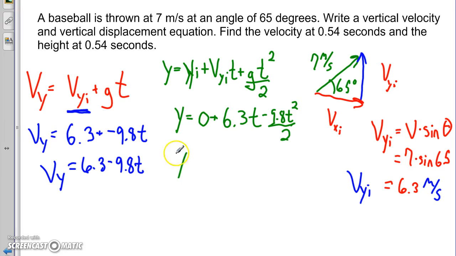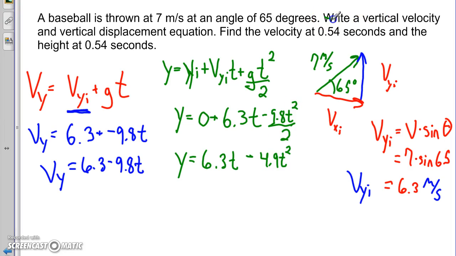In fact, let me just simplify, so 6.3t, and instead of writing gt squared over 2, you could just start writing minus 4.9t squared, because that is what it's going to be. I mean, if we did a question about a different planet, it might be different, but on Earth, it's always going to be negative 9.8, always divided by 2, and always going to be negative 4.9. Alright, so these are my two equations.